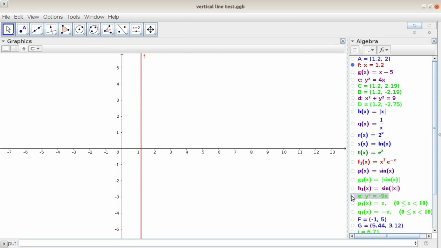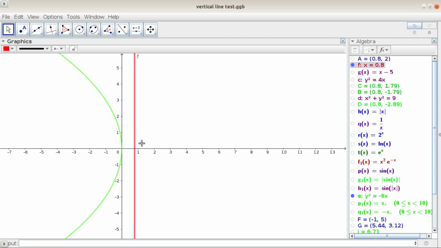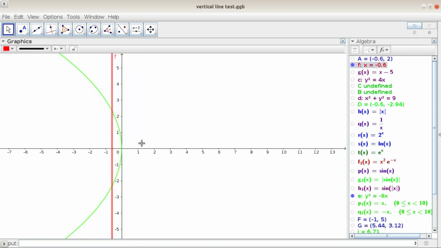Now consider the curve y square equal to minus 9x. When we move this vertical line to the left side, this vertical line intersects the given curve at two different points. For the same x, we have two different y values. For one value of x, there are two images. So this curve does not represent a function. Y square equal to minus 9x is not a function.